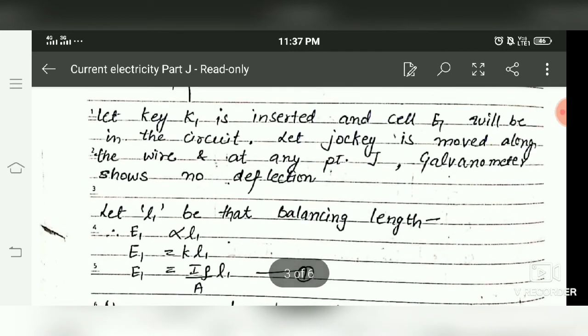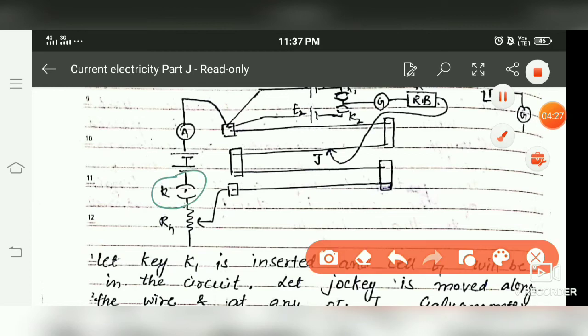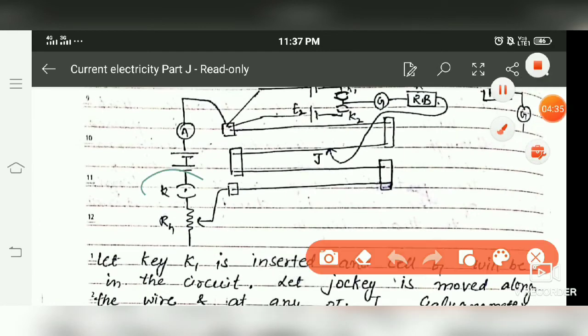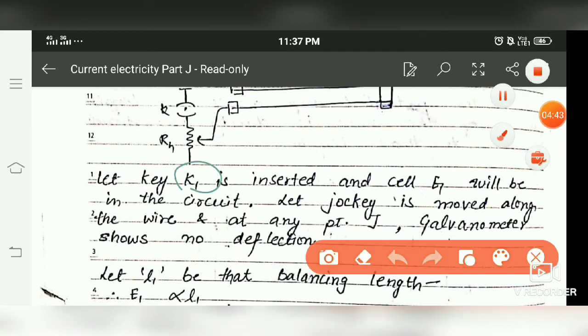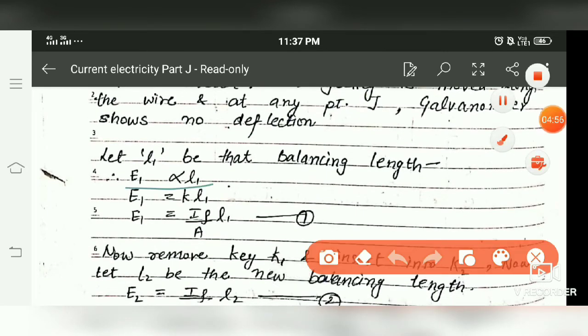So what we have to do: this is key K, this is key K1, this is key K2. Key K always needs to remain inserted, only then will the circuit work. First of all, insert key K1. If K1 is inserted, then E1 will be in the circuit and E2 out of the circuit. So the jockey is at a point on the length which shows no deflection. In that case, let the length be L1. So E1 is directly proportional to L1. So E1 equals K L1.